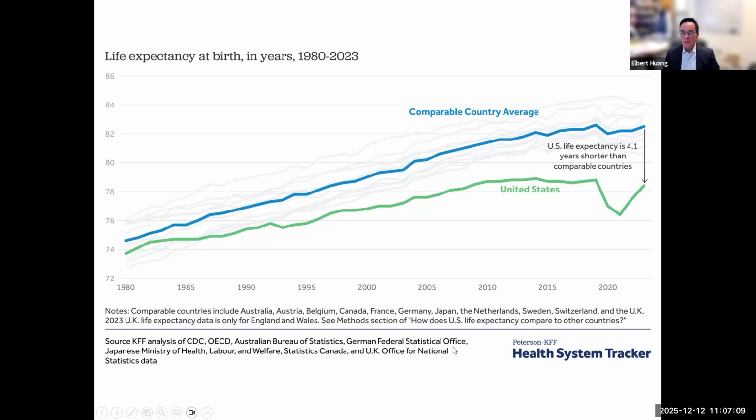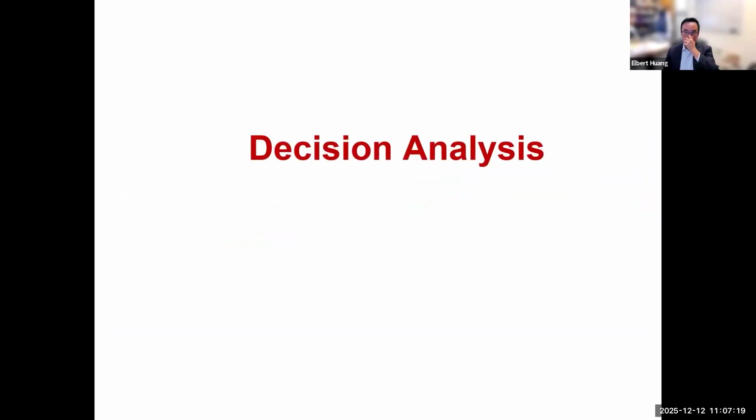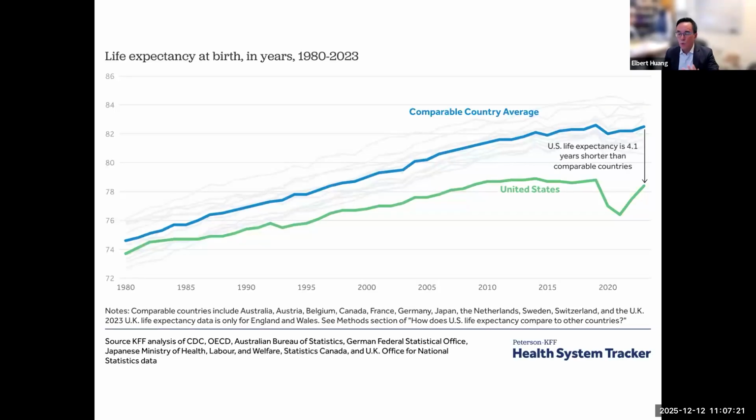So clearly something is wrong, and some of this is attributable to chronic diseases in the United States. In any case, this is the motivation for why we need to look at costs and why we need to look at health outcomes for any kind of intervention that we develop.